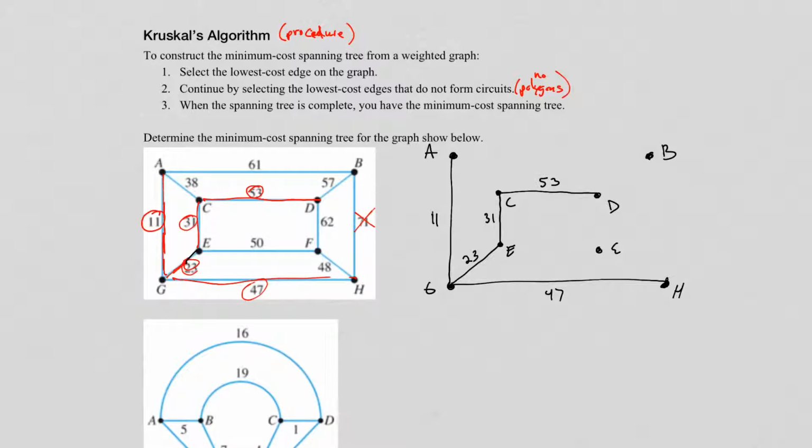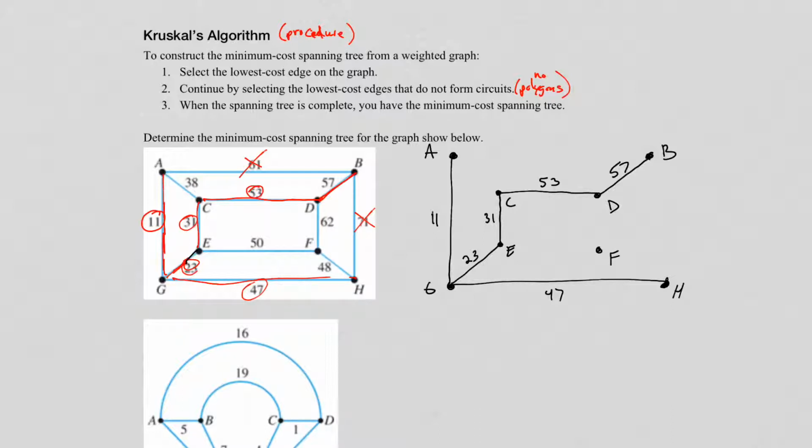Okay. What's the cheapest way to get to B? So 61 or 57? Well, 57 is cheaper. So let's not use this one and use 57. Okay, so we've pretty much made it to almost every vertex except for F, which I messed up right here. It's supposed to be an F.